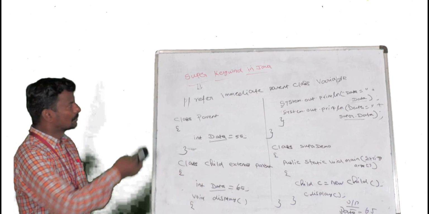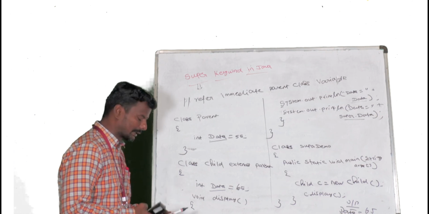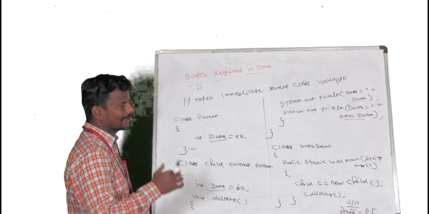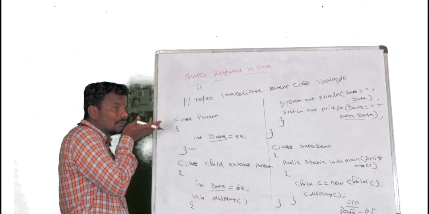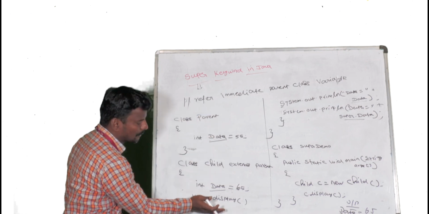Already we discussed. So the second usage is used to refer to the immediate parent class method. What does the parent class method mean? Here we have one method name, and the same method we have to override in the child class also.